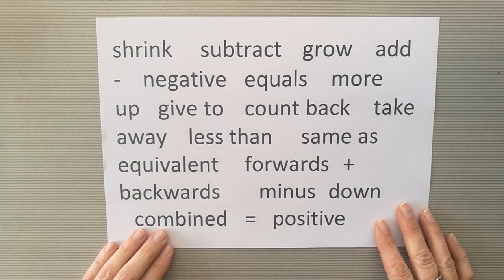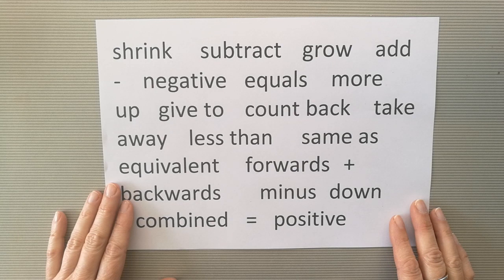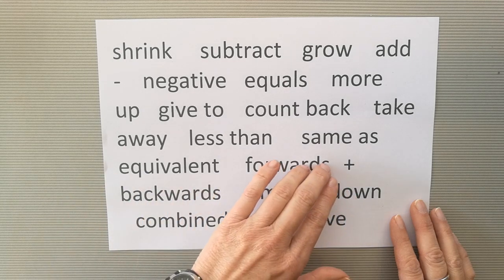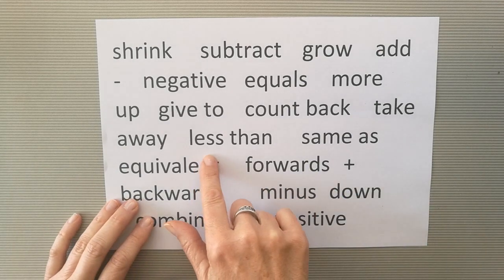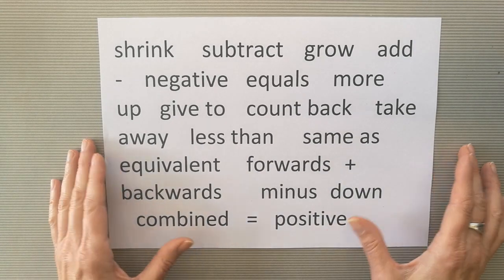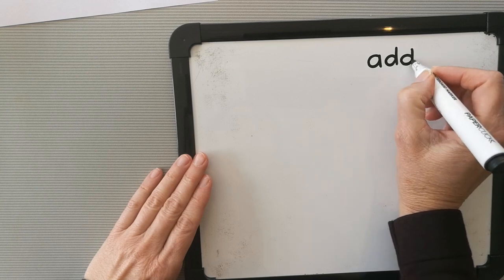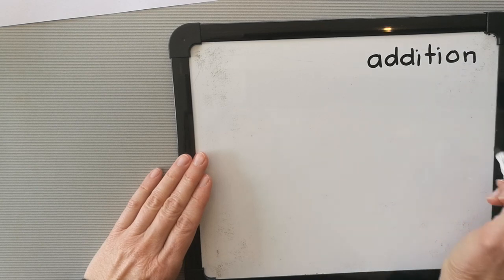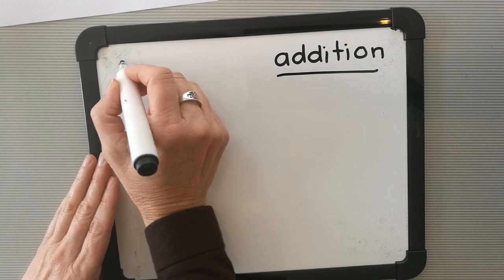Perhaps we can sort them into two different sides. We know that there's addition and subtraction. We even know which way subtraction goes too, don't we? We know that when we minus things on a number line, they go less, they go to our left. When we add things on a number line, they go to our right. So I might make two sides on my board, and I might make this the addition side, and this is my subtraction side.